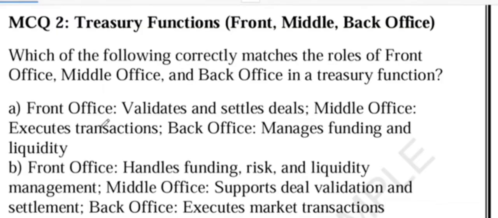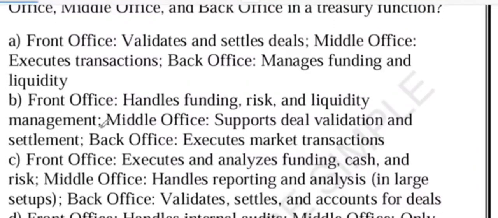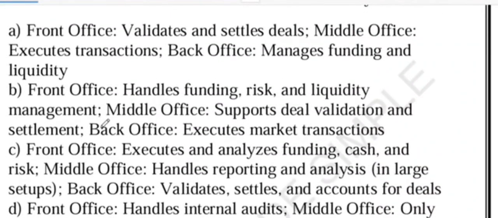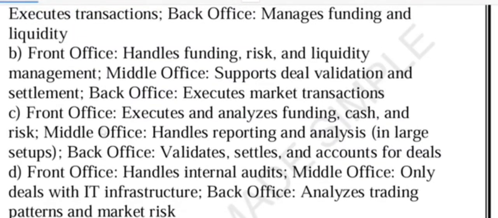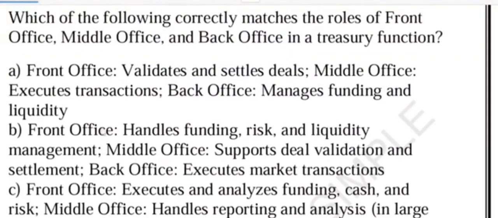Option A says front office validate and settle deal, middle office execute transaction, and back office manage funding and liquidity. B says front office handle funding, risk and liquidity management, middle office support deal validation, and back office execute market transaction. C says front office execute and analyze funding, cash and risk, middle office handle reporting and analysis, and back office validate, settle and account for deal. And D says front office handle internal audit, middle office only deal with IT infrastructure, and back office analyze trading pattern and market risk. So these are the options which have been given to you.